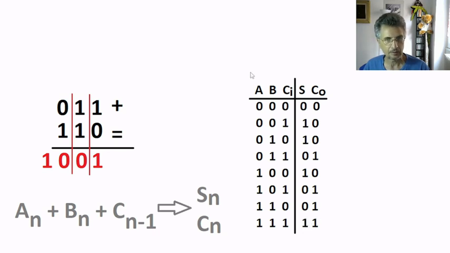So in the next video, we'll use this truth table as a starting point to build a circuit capable of automatically making the sum of 3 bits. Let us see it in the next video, and goodbye for now.